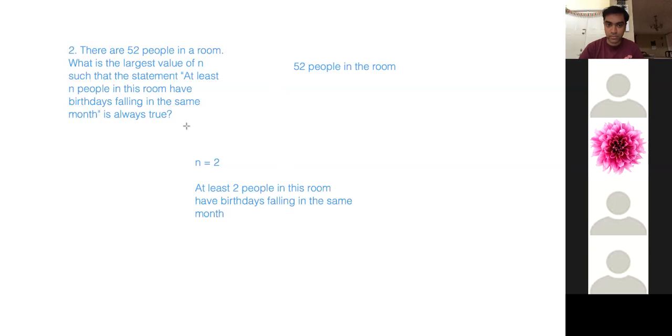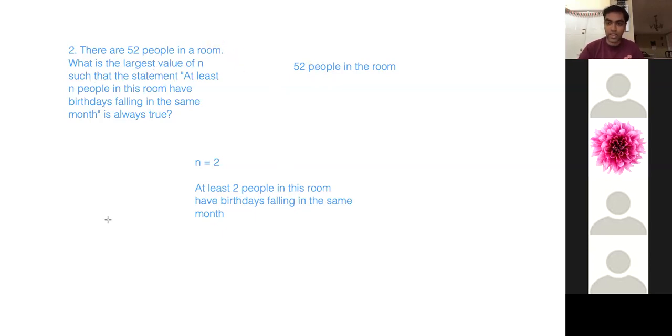Could you repeat your question? Sure. So let's pick the number 2 here, right? Where we're asking here, what is the largest value of n such that the statement is true? Let's pick the value of n being 2, and let's see, is this statement going to be true or false? So if I pick n as 2, the question is this true? At least 2 people in the room have birthdays falling in the same month. And I know there's 52 people in the room. Do you think this should be true or false?